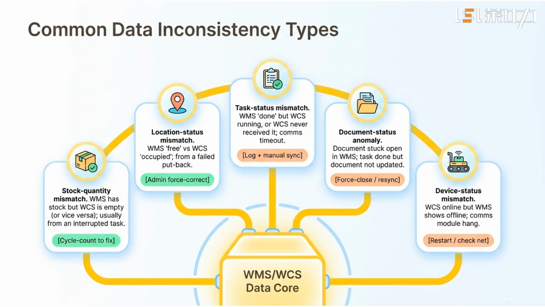There are 5 main inconsistency types. Stock quantity mismatch is the most common. For example, WMS shows stock but the location is actually empty. Or the reverse. Location status mismatch affects inbound slotting. WMS thinks a slot is free but WCS says it's occupied.